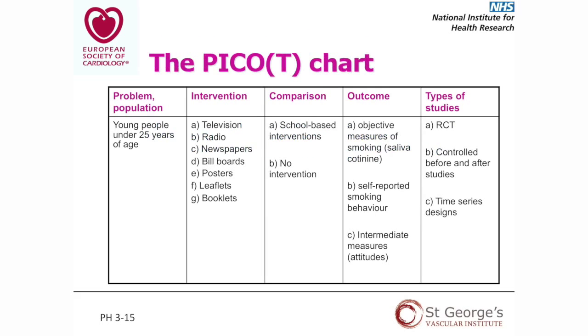To then work out how you would take that forward to a review, you can put it into a PICO chart. So the problem or the population is young people, say under the age of 25, for argument, it could be 18 if you want.